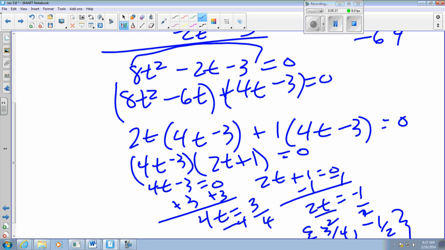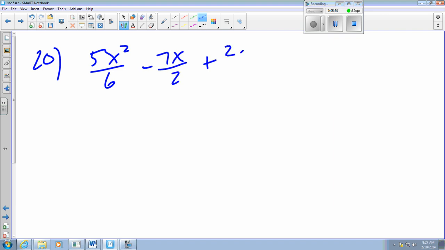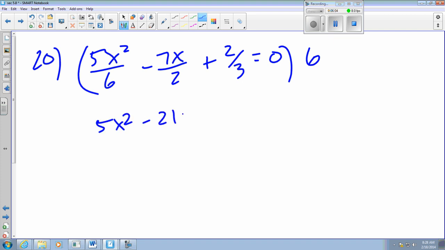Next one we're going to look at is number 20. Again, it's another one of those fraction ones. So 5x squared divided by 6 minus 7x divided by 2 plus 2/3 equals 0. Greatest common factor there appears to be the 6. Multiplying by 6 gives me 5x squared minus 21x plus 4 equals 0.